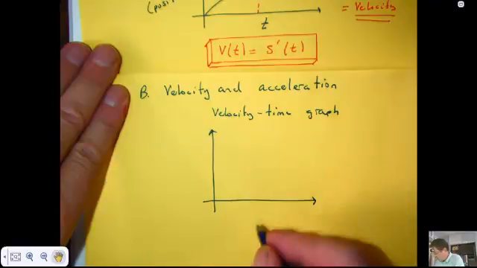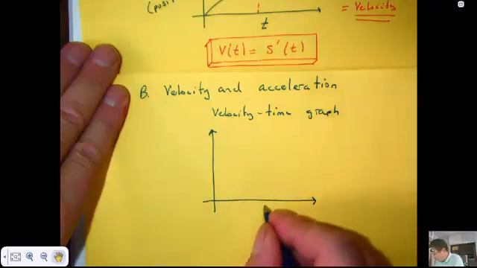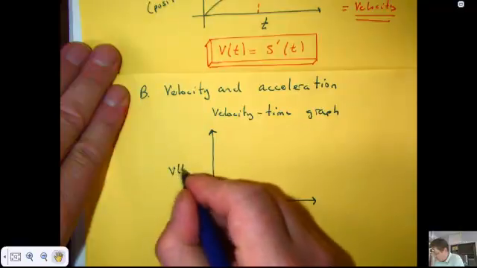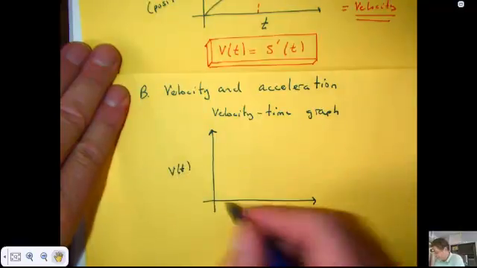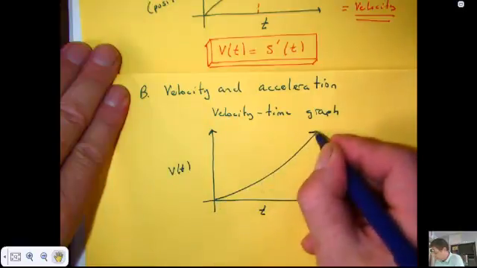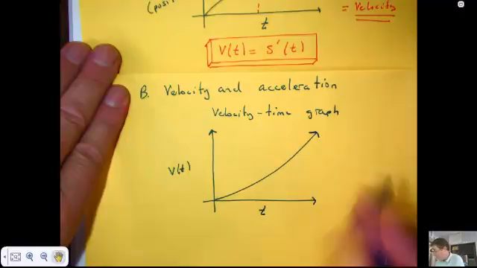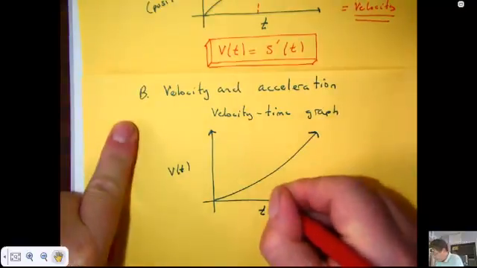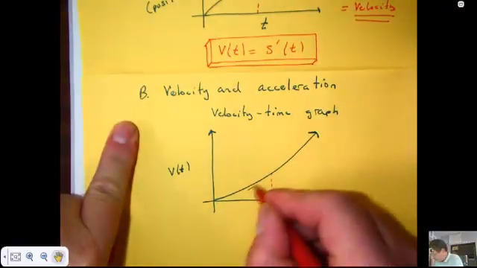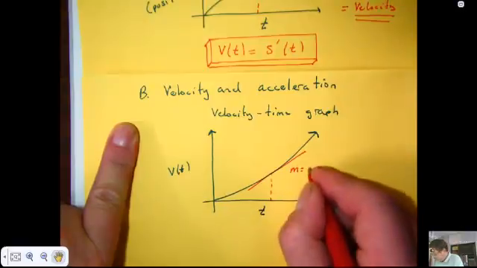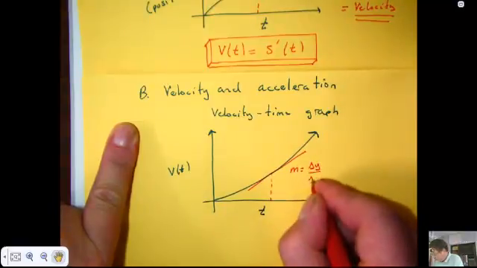So again, I have time always on the x, and then my velocity function is the y. And there's my graph. Well, again, I think about the slope of this graph. If I have some point and some tangent line here, the slope is change in y over change in x.